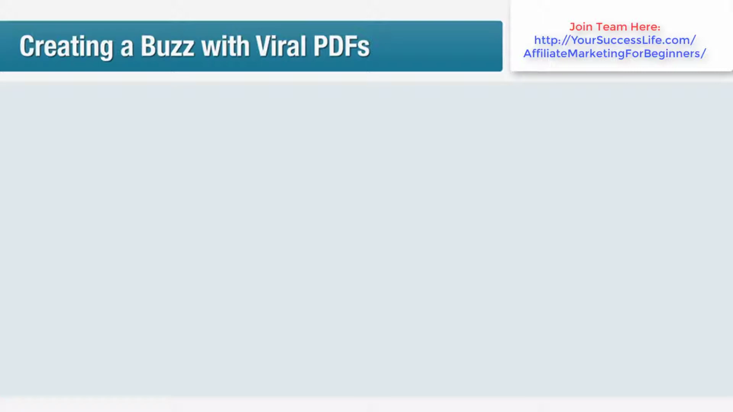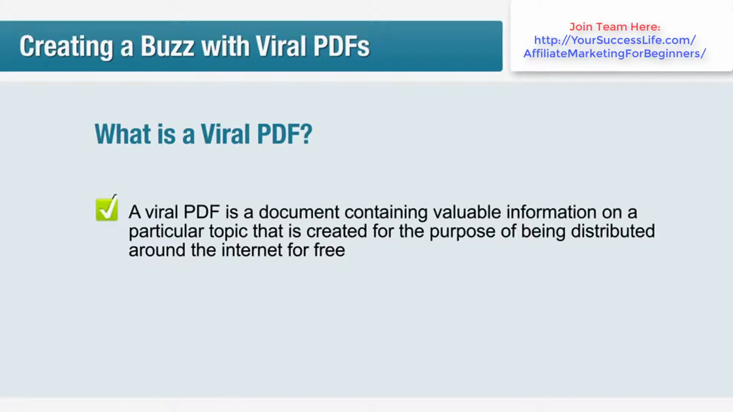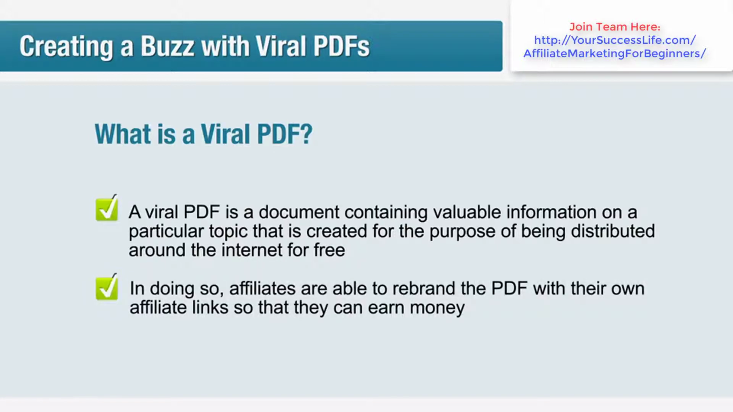In this lesson, we'll take a look at creating a buzz with viral PDFs. A viral PDF is a document containing valuable information on a particular topic that is created for the purpose of being distributed around the internet for free. In doing so, affiliates are able to rebrand the PDF with their own affiliate links so that they can earn money when people read the document, click on the links, and make a purchase.